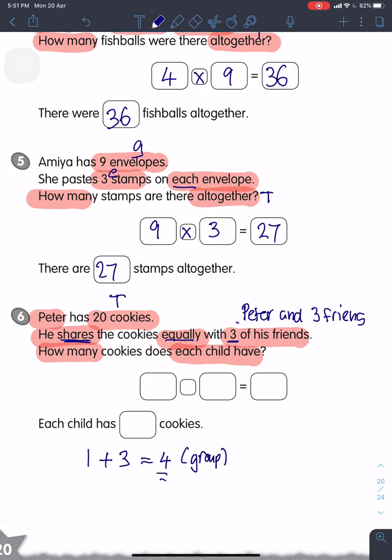So how many cookies does each child have? So I need to find out the E. A lot of you actually put 20 divided by 3. But we forgot that Peter is also sharing the cookie. So he also gets a part of a cookie. So there's actually 4 of them. So it's 20 divided by 4, which gives you 5. Therefore, each child has 5 cookies.